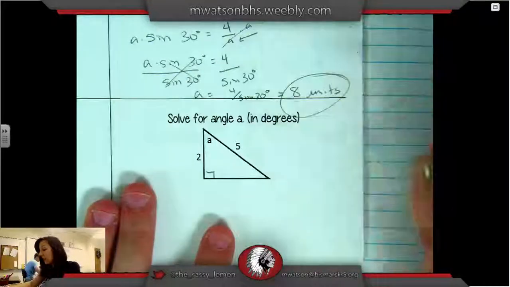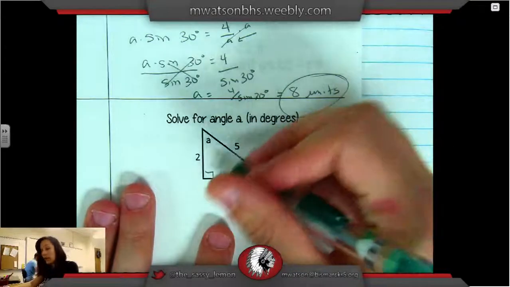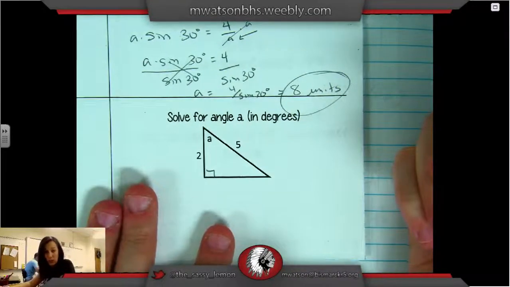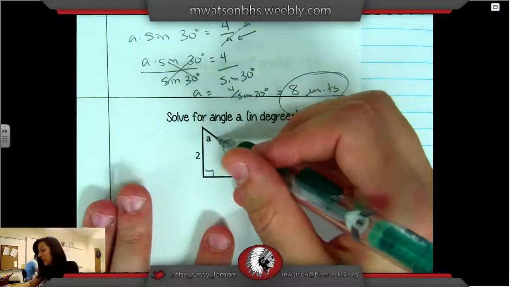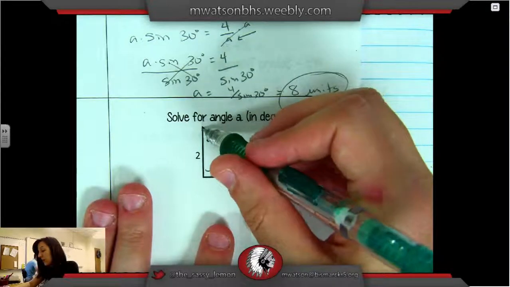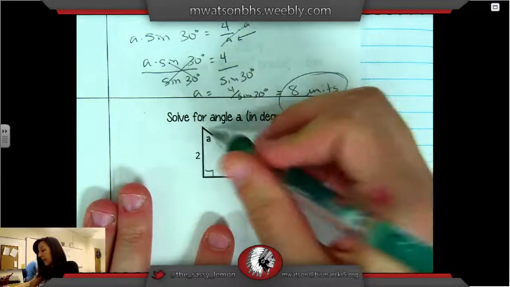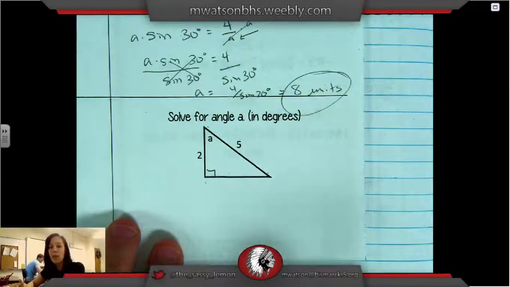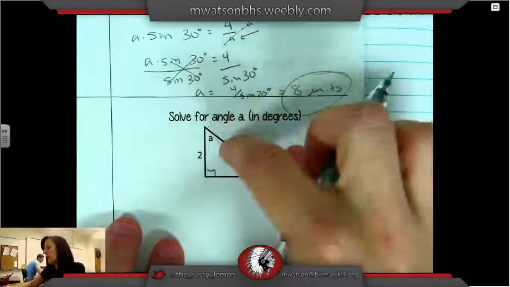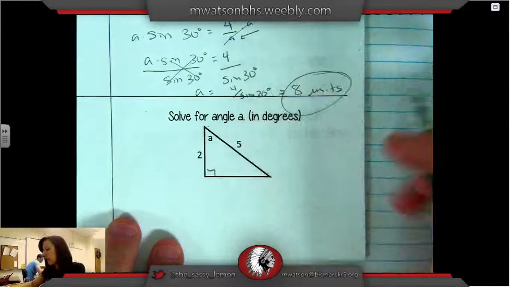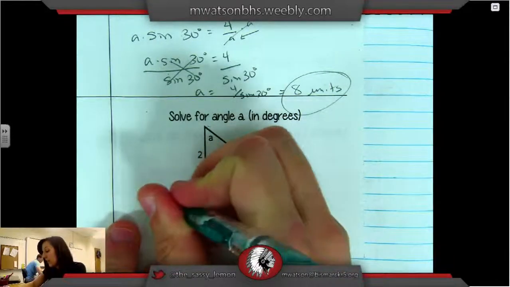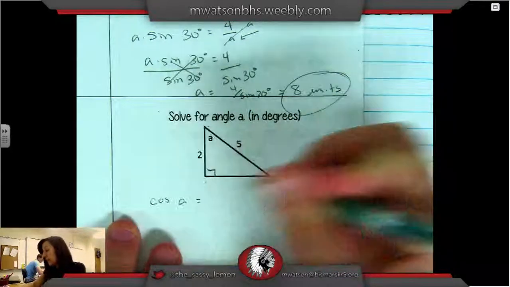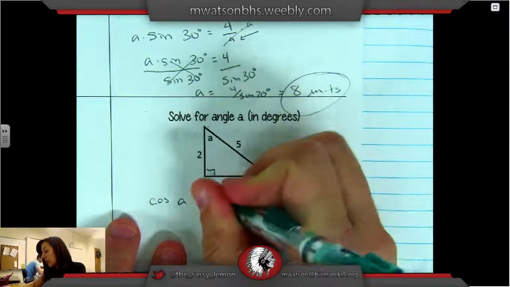So similar to the last problem, we're going to identify what pieces of information we have. So it looks like we don't have theta, but we do have an adjacent side length and a hypotenuse side length. So think about what trig function involves adjacent and hypotenuse. Hopefully you think of cosine. So we're going to say cosine of A equals 2 over 5.